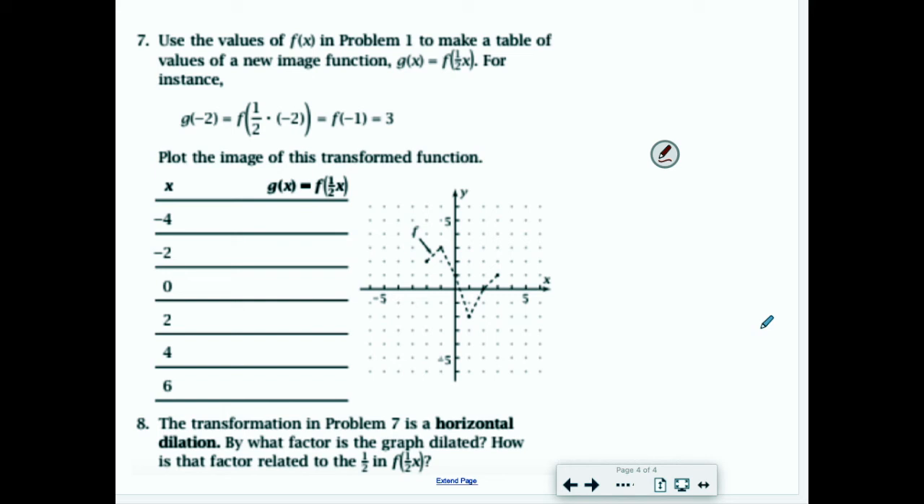All right, last one. We're going to still use those same values of f(x) to make a table of the new values of this image function. Now this one, we're multiplying by a half inside the parentheses of f(x).